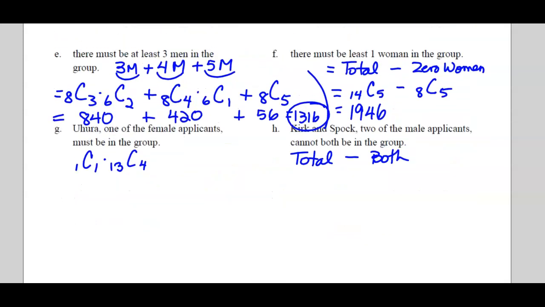Total we know is 14C5. Both in it, you can go 2 choose 2, or not even show it, because that value is 1. We know that we have to have them in there. You might do that just because they're going to be together. Again, no other restrictions. We don't care how many males or females in the rest of it. But we've taken these 2 out of the 14, so we're left with 12 to choose the remaining 3.